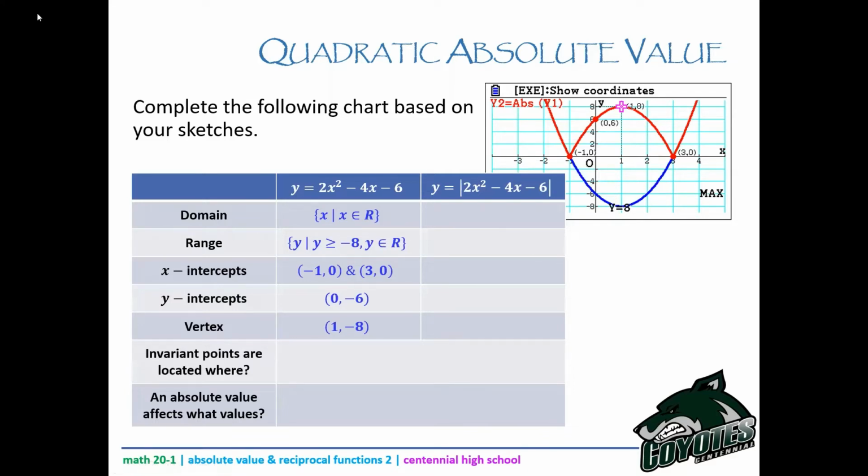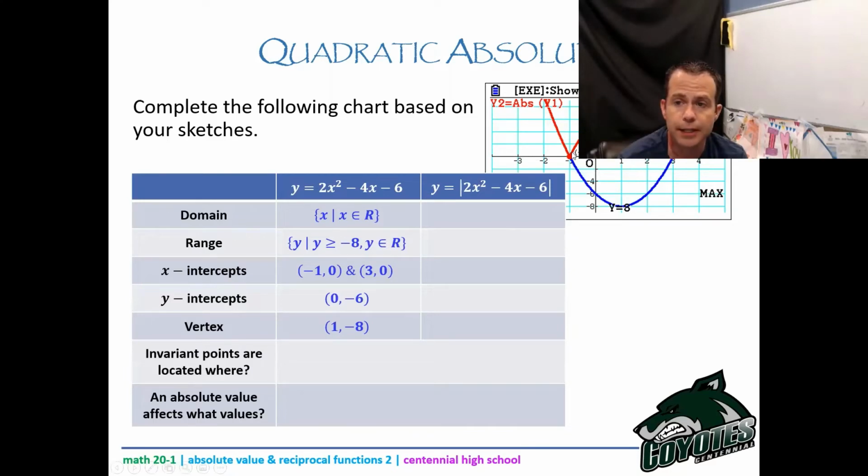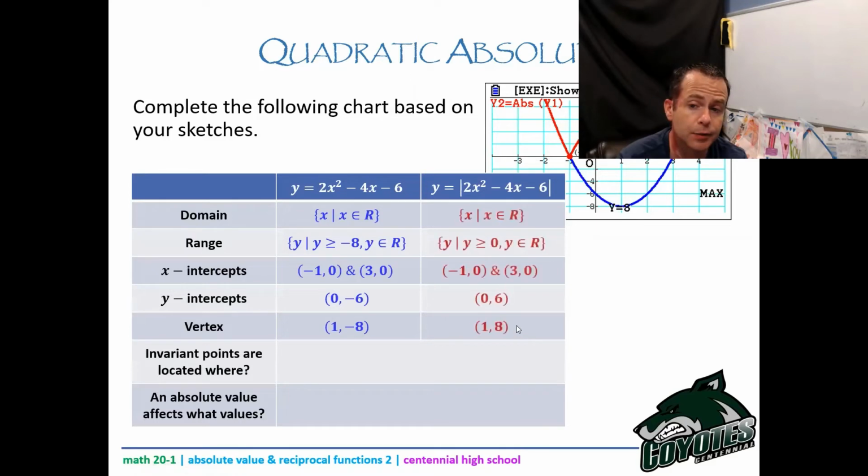My domain is still real. The range now is going to actually be greater than or equal to 0. The x-intercepts haven't changed. They're still at (-1, 0) and (3, 0). My y-intercept has changed. It's now (0, +6) because I took that -6 and took the absolute value of it, right? As with my vertex, same thing. The point (1, -8) would now become the point (1, +8) because my y values become absolute values. So that is all the information for the red graph, the absolute value of 2x squared minus 4x minus 6.